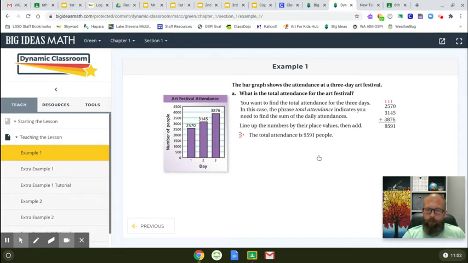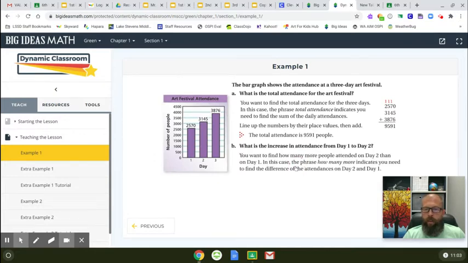Second thing is, what is the increase in attendance from day 1 to day 2? Increase is a little confusing because when you increase, that seems like, oh, I should add. But actually, when it says what is the increase, the operation that you need to do is subtract. So from day 1 to day 2, I have these two numbers here. I need to take the larger one minus the smaller one to find the difference, which is also the increase. So you want to find how many more people attended on day 2 than day 1. How many more indicates find the difference, which is subtract.